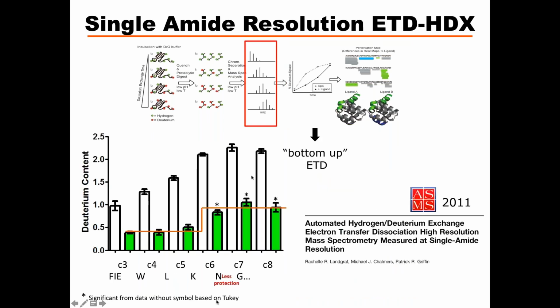You can get actual single amide resolution data using ETD. This was the sort of middle-down approach where you take the peptide and then sub-fragment it with ETD. The reason for using a different fragmentation versus CID is that CID imparts a lot of energy into the peptide, so you get scrambling of the deuterium, whereas ETD does not. So there's no scrambling of deuterium, and we showed in one example that you can actually localize within a peptide where the deuterium is being retained.